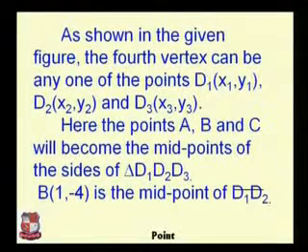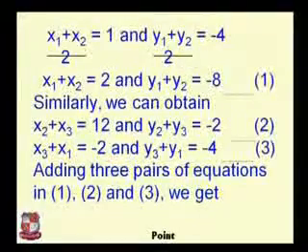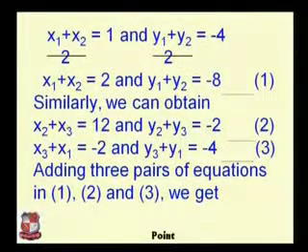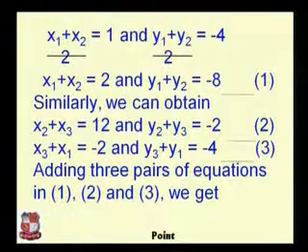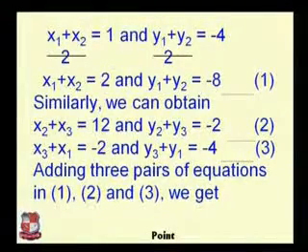B(1, minus 4) is the midpoint of D1D2. See, (x1 plus x2) by 2 is equal to 1, (y1 plus y2) by 2 is equal to minus 4. So we get x1 plus x2 is equal to 2 and y1 plus y2 is equal to minus 8. This is equation 1. Similarly, we can obtain x2 plus x3 is equal to 12 and y2 plus y3 is equal to minus 2. This is equation 2. x3 plus x1 is equal to minus 2 and y3 plus y1 is equal to minus 4. This is equation number 3. Adding the three pairs of equations in 1, 2, 3 we get.